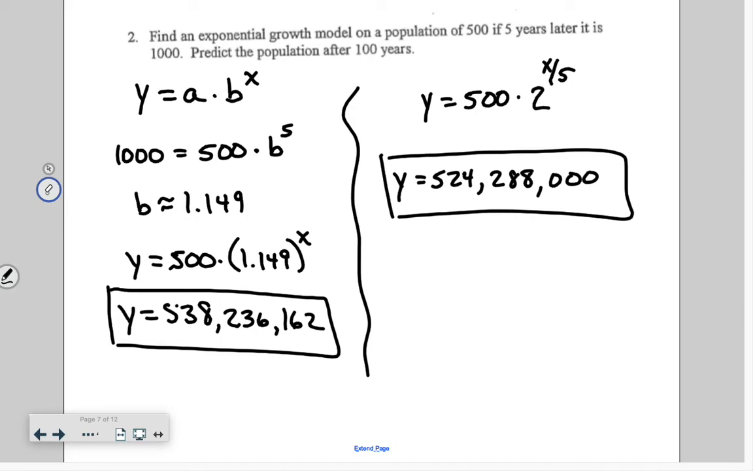Why that one? This one's rounded. You've got a rounded base. This one, we didn't have to round anything. We used the same information, we just used it in 2 different ways.